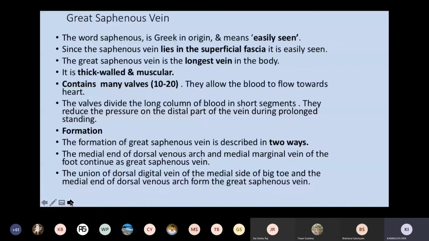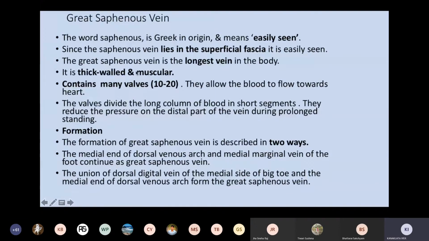We straight away go to great saphenous vein. Now, saphenous in Greek means easily seen. The great saphenous vein lies in the superficial fascia, and that is why when you do the dissection, the moment you reflect the skin, you will see the great saphenous vein lying in the fat which is in the subcutaneous fascia. That is why it was named as saphenous, easily seen.